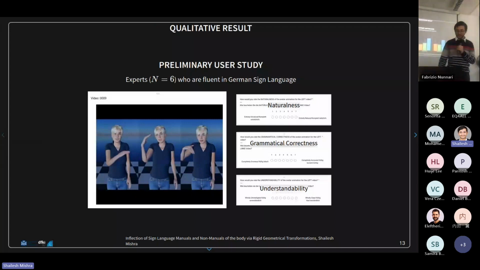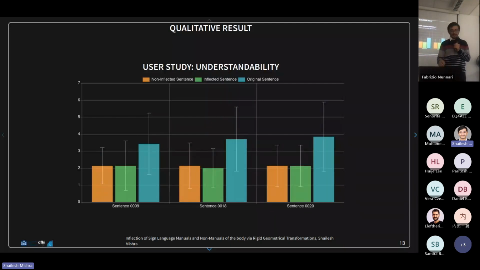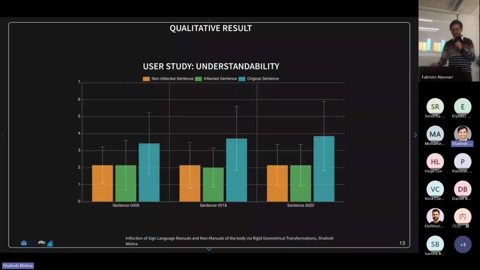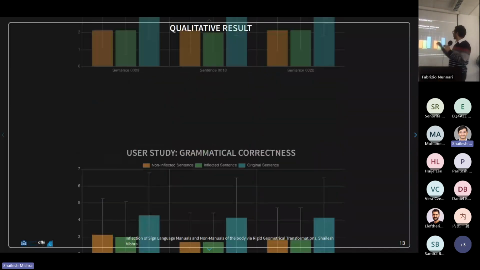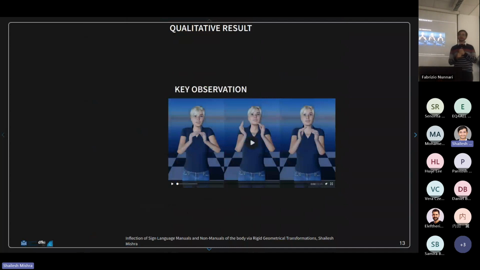And the result is something like this, where the original sentence has around 4 on the scale, and the naturalness increases for our sentence. As for understandability, there is not as much difference compared to naturalness, and likewise for the grammar too. Okay, so after this user study, we also had a section where the users were allowed to comment on why they find it so difficult, right? And this is where all the interesting part comes in. First, I'll just play the video again because this was what was shown to the user.